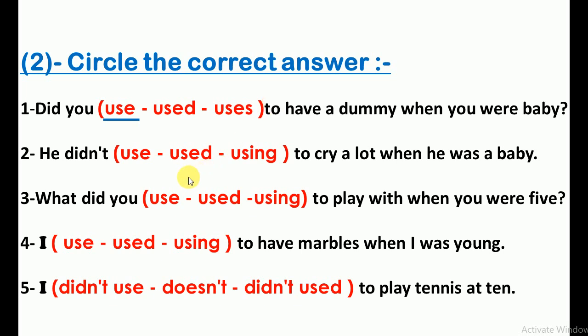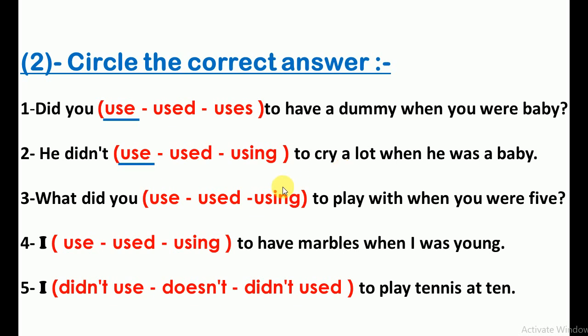All right. So the first one is did you use? After did here in the question we have use, the infinitive form. Did you use to have a dummy when you were a baby? Good job. Number 2. He didn't. Here we have the negative form of used to. What is the negative form of used to? After didn't we use also use. Never ever say didn't used. That is wrong. So you have to say he didn't use. After did or didn't we use the infinitive form, use. He didn't use to cry a lot when he was a baby.